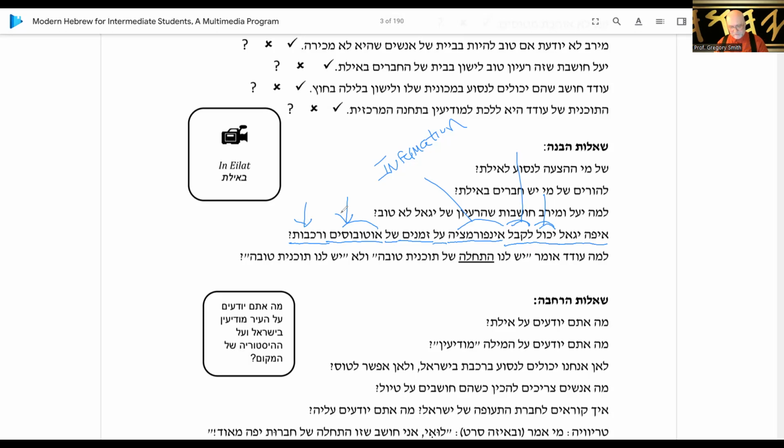איפה יגאל יכול לקבל אינפורמציה זמנים אוטובוסים ורכבות? I Berechovot. Yeah, Rechava is a train, Rechava. So where can you go get the information about the times belonging to the trains? Okay, so that's that central station. Remember that? Remember, this is not a trick question.